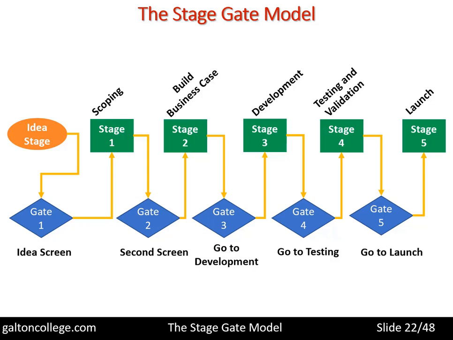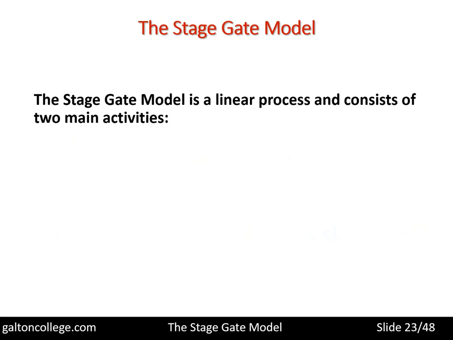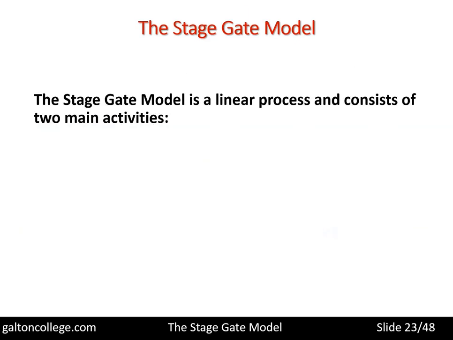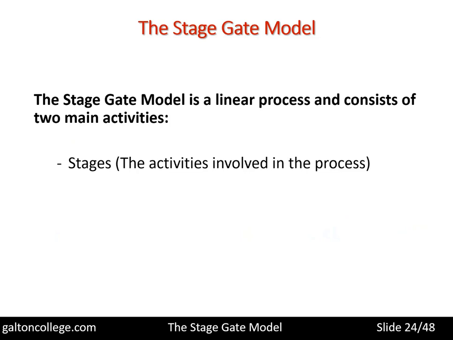Launch it as a service that the company now provides, or launch it as a product that the company provides. And that is the stage gate model. We'll come back and look at it again later. It's a linear process and consists of two main activities. So it's linear. If we step back for a second, you can see it is linear. It starts on the left and it finishes on the right. It's a linear situation. Now, the two activities are stages.